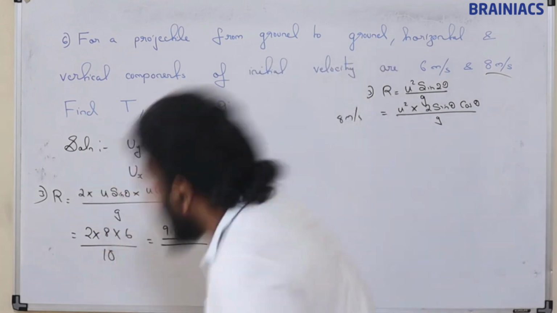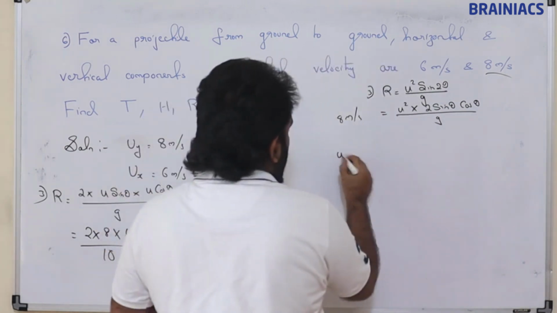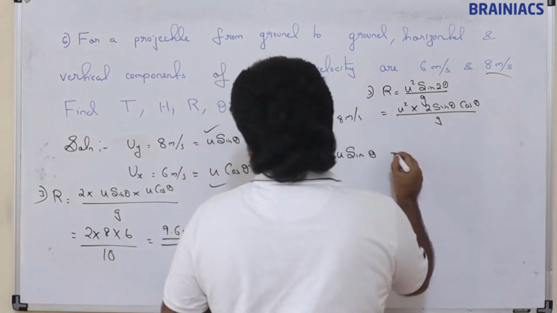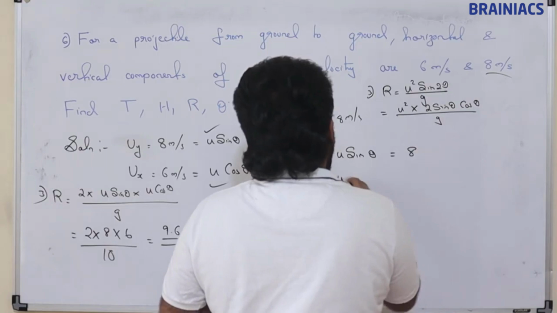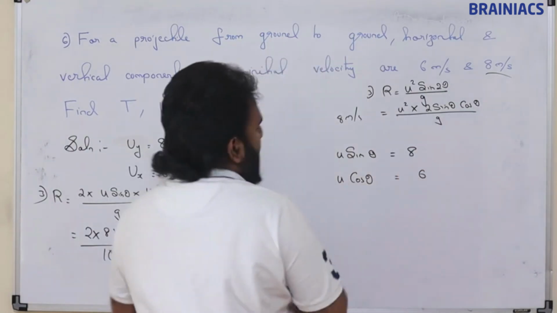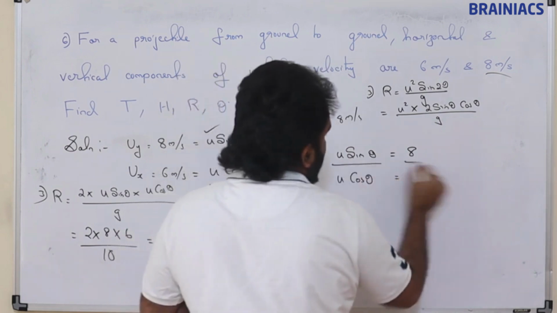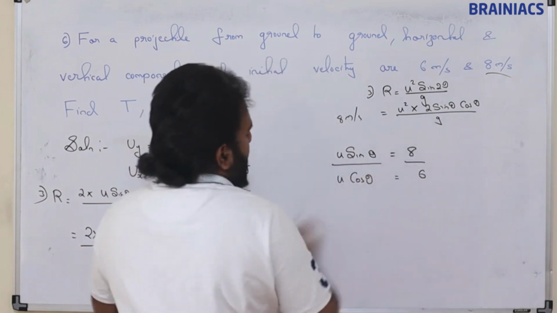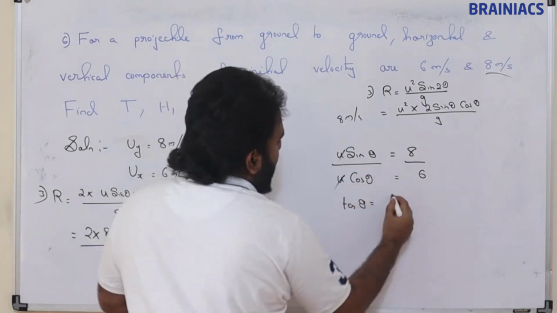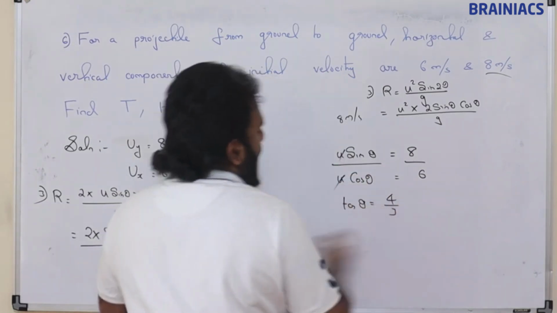Okay, so u sin theta is equal to 8, u cos theta is equal to 6. Let us divide these. So what will we be getting? u will be cancelled off. We will be getting tan theta is equal to 4 by 3.